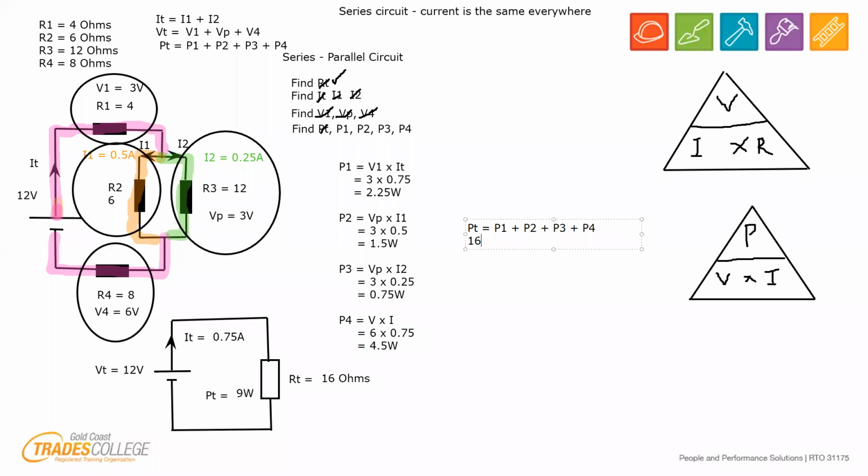16 equals P1, which was 2.25. Let's find the calculator. 2.25 plus, what was the next one? 1.5 plus 0.75 plus 4.5.